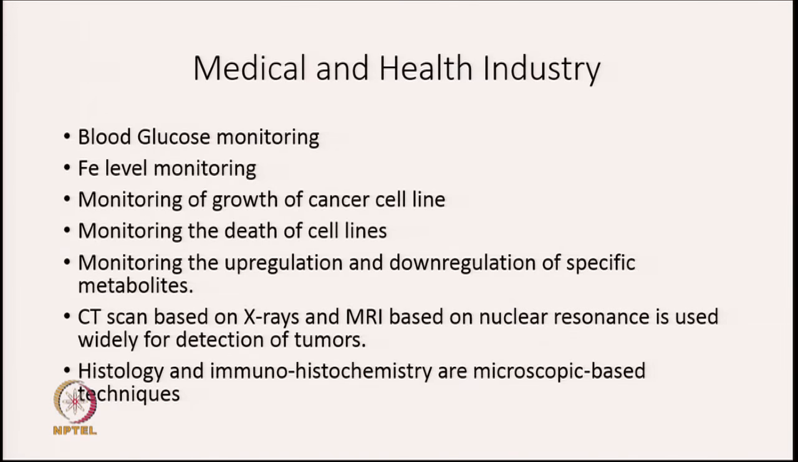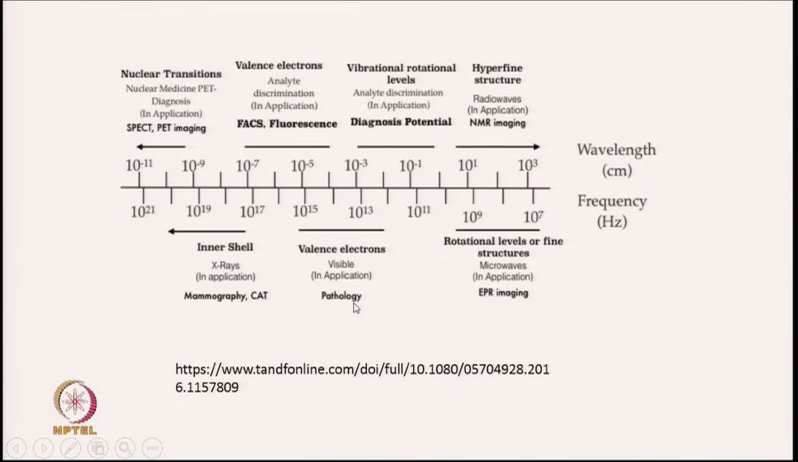CT scan based on X-rays and MRI based on nuclear magnetic resonance spectroscopy are widely used for detection of tumors, and histology and immunohistochemistry are microscopy based techniques. So, here are the different spectroscopies and their applications.